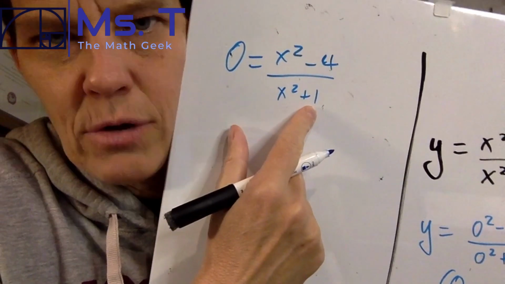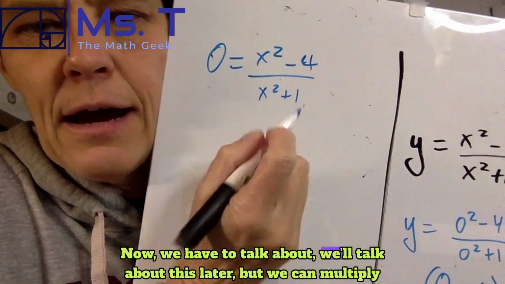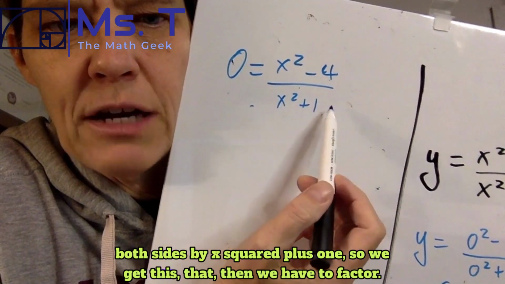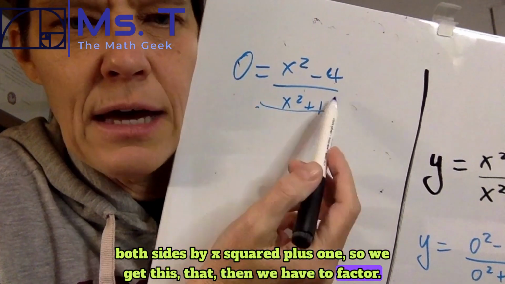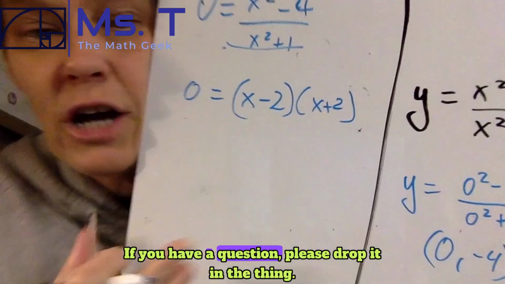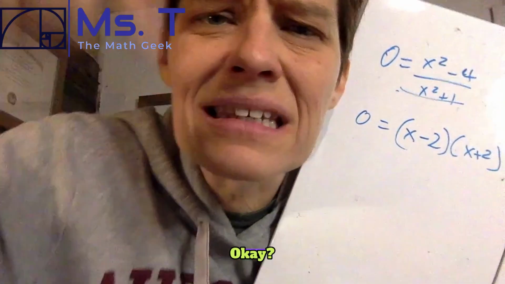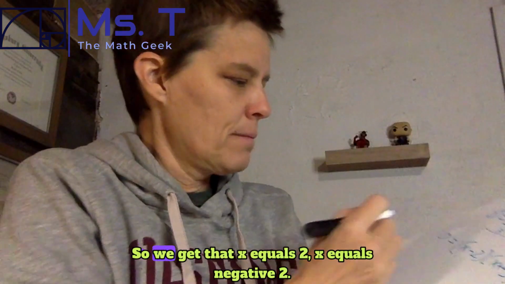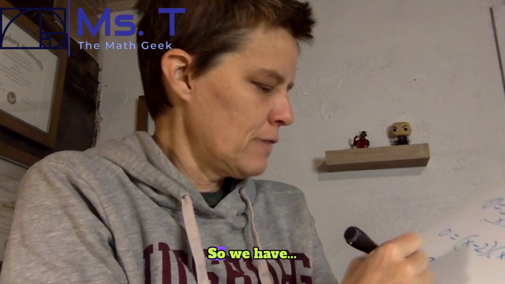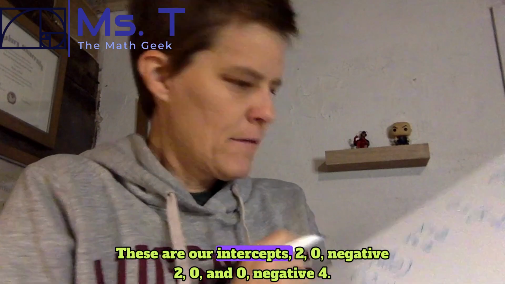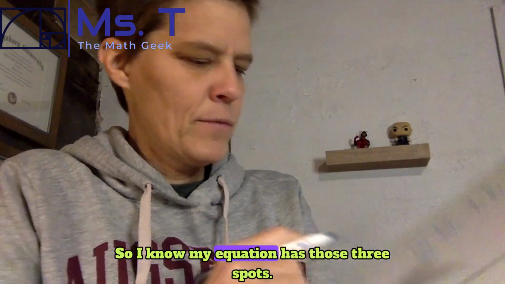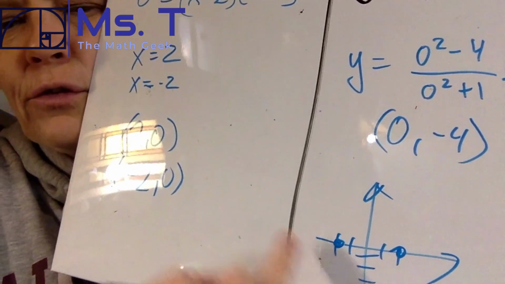Okay? Now, we'll talk about this later, but we can multiply both sides by x squared plus 1, so we get this. Then we have to factor. Those are the difference of squares. We'll talk about this another time. If you have a question, please drop it in the comments. Okay? So we get that x equals 2, x equals negative 2. So these are our intercepts: (2, 0), (negative 2, 0), and (0, negative 4). So I know my equation has those 3 spots.